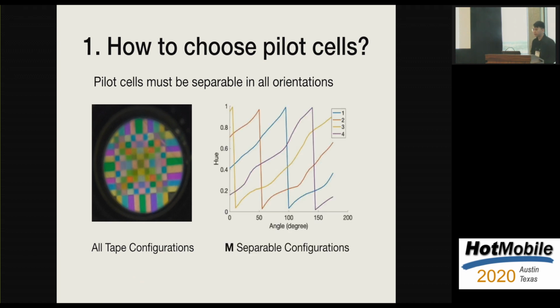As shown on the right, the x-axis is the angle, which is orientation, and the y-axis is the hue value, which you can interpret as the color. So you can see those 4 tape configurations are indeed separable in all orientations.